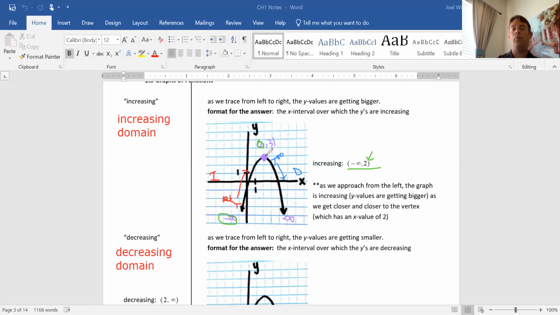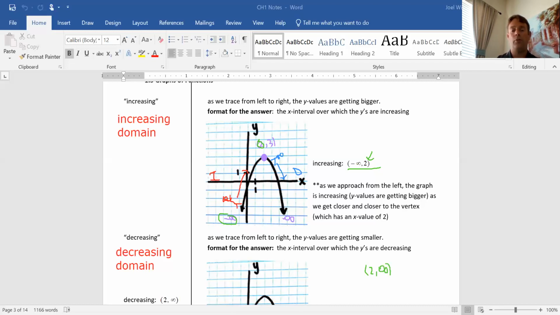All right? Some people will say that it's constant at x equals 2. I don't really like that idea. I know why people say that, because that's where it flattens out. But the reality we just need to remember is that it's a parenthesis here at 2, because it's increasing all the way up until I get to 2. It's just not increasing at 2. And likewise, for decreasing, notice that I'm going to go from 2 to positive infinity. And that would be decreasing.